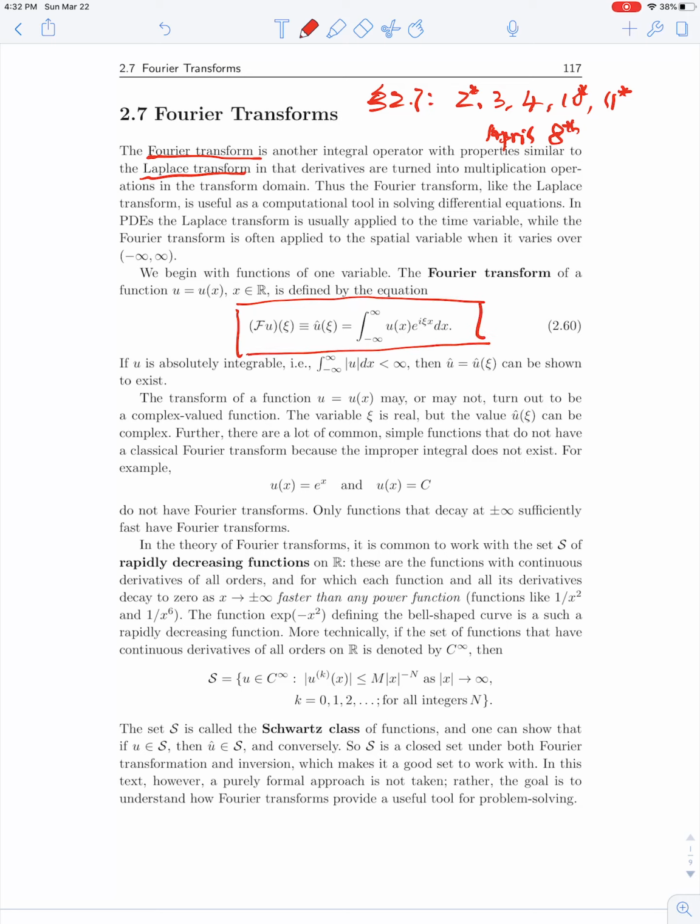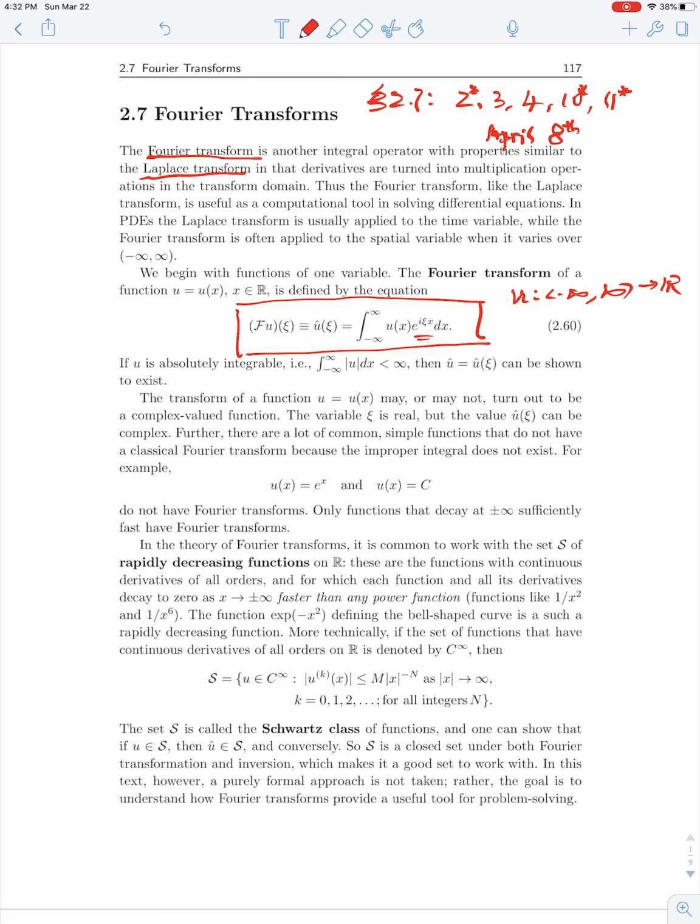So let's pause and think about it for a moment. The function u that we define is now a function of x, where x is a spatial variable. It's defined from negative infinity to positive infinity. It could be a real valued function. It could be a complex valued function. Then we integrate against x, and then we modify this term here.